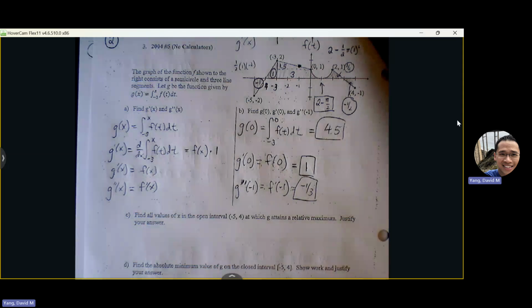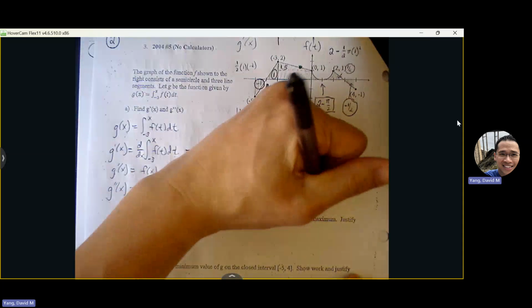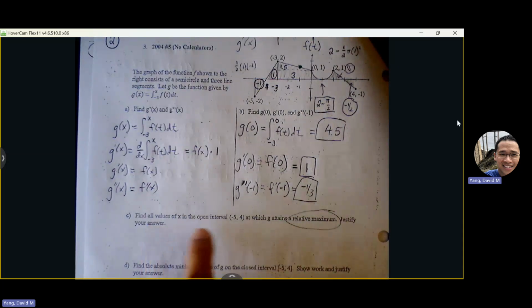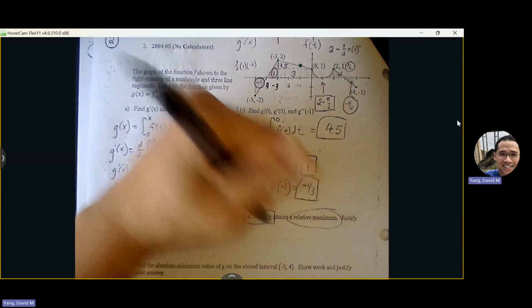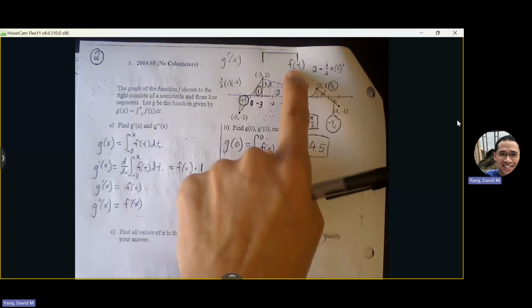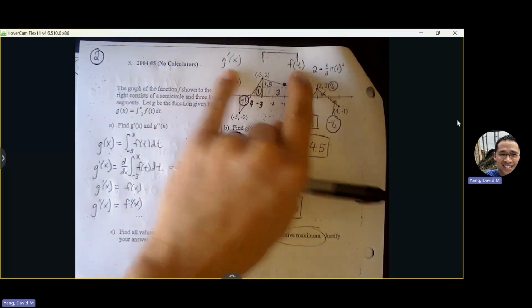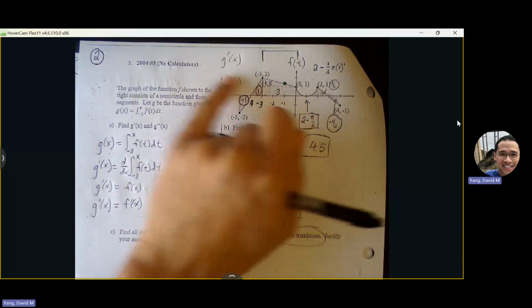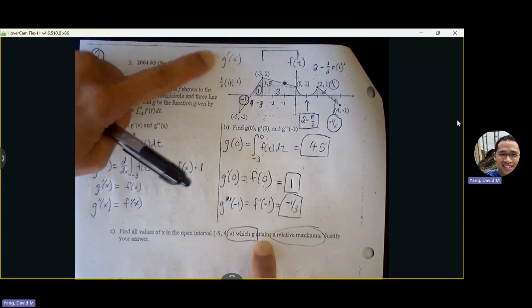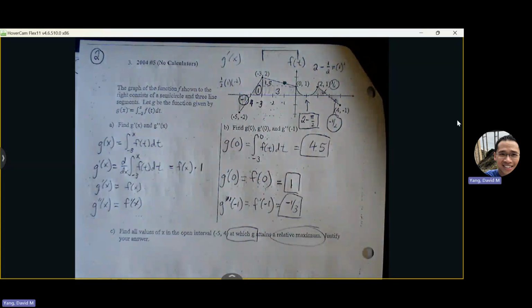Okay, part C. Find all the values of x on the open interval where G attains a relative max. So this kind of goes back to first semester a bit, because we're asking for relative max and we're asking about the G graph. Now, this is not the G graph. This is the F graph. But the relationship is that this F is G prime, so this is the G prime graph. And if we're looking at the derivative graph, let's think about first semester here.